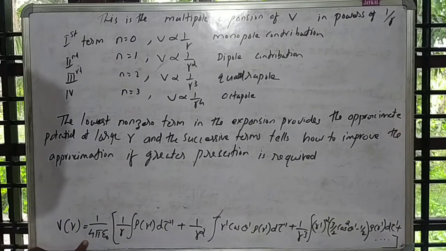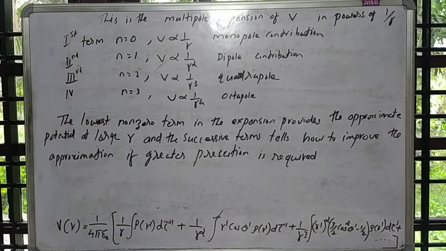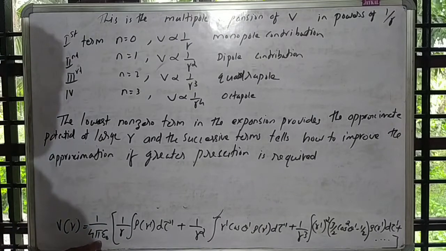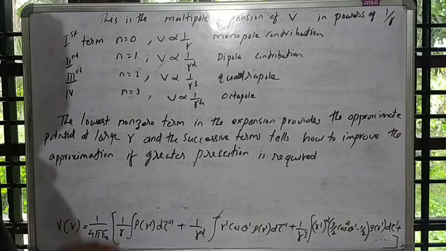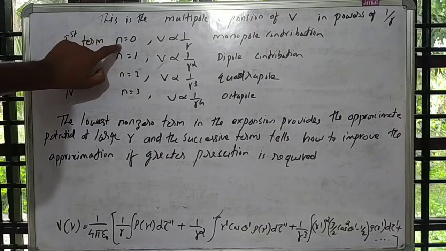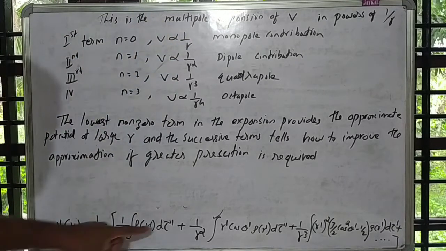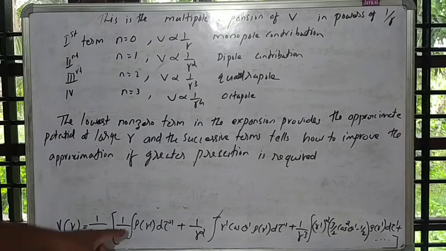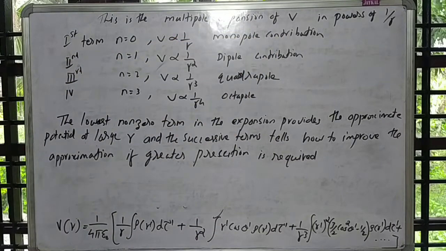So this is the multipole expansion of potential V in powers of 1 by r. Okay, look at this term: 1 by r, here 1 by r square, here 1 by r cube. So the first term, 1 by 4 pi epsilon 0 1 over r integral rho of r dash d tau dash, is for n equal to 0. So V is proportional to 1 by r. This term is the monopole contribution. If we take this term, it is in the form of 1 by 4 pi epsilon 0 q over r. That is the monopole contribution.